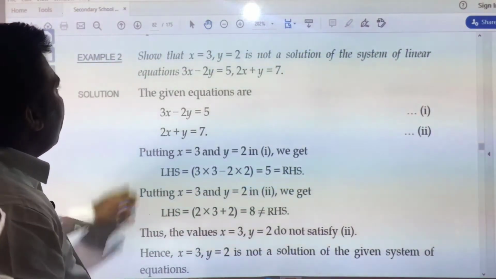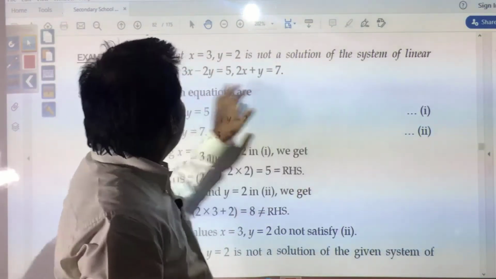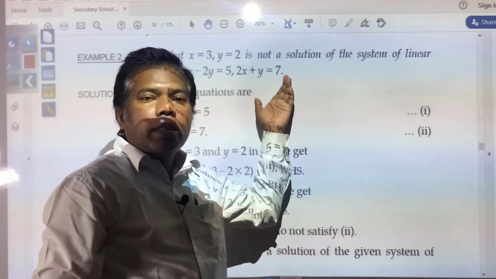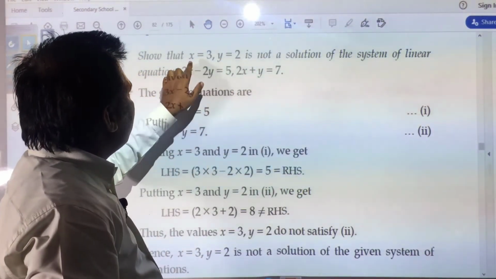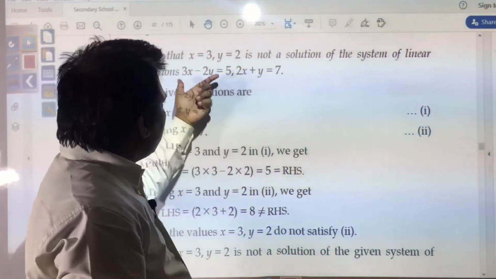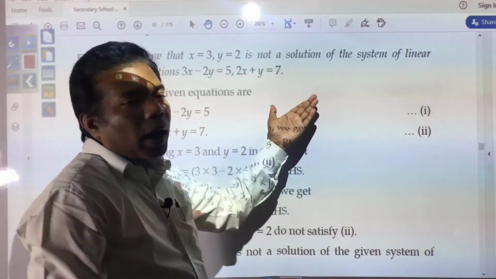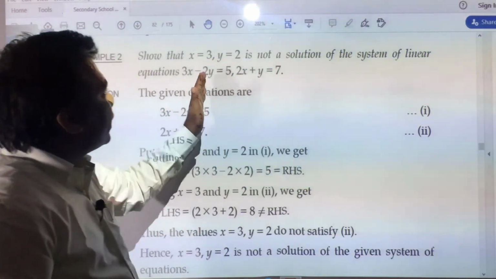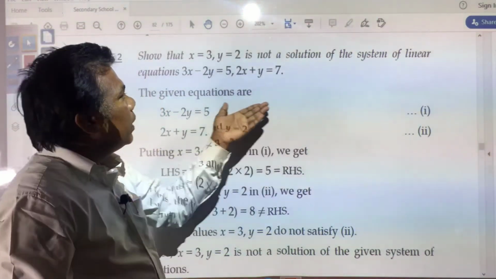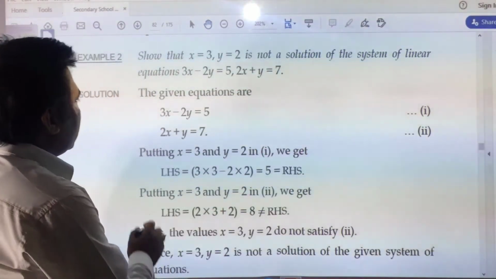Example 2, show that x is equal to 3, y is equal to 2 is not a solution of the system of linear equations 3x minus 2y is equal to 5 and 2x plus y is equal to 7. You just need to substitute the values of x and y in both the equations, and after simplifying, see whether it comes equal to RHS or not. If it comes equal to RHS, that is a solution of the system, and if not, then that is not a solution of that given system.